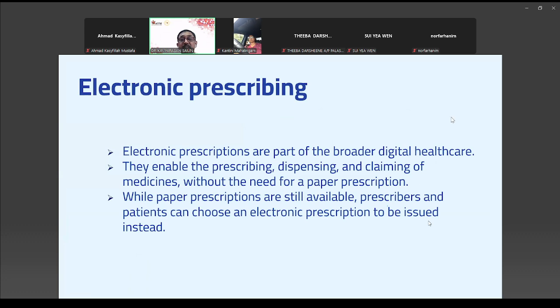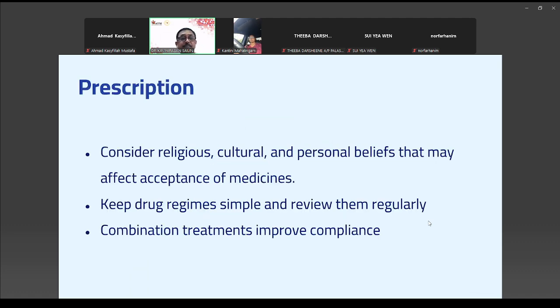So be careful. Nowadays, electronic prescriptions are part of the broader digital healthcare. I think most of the KK have a digital electronic medical record and then digital prescription. While paper prescriptions are still available in some clinics, the electronic one is better, okay? Because it prevents illegible handwriting.